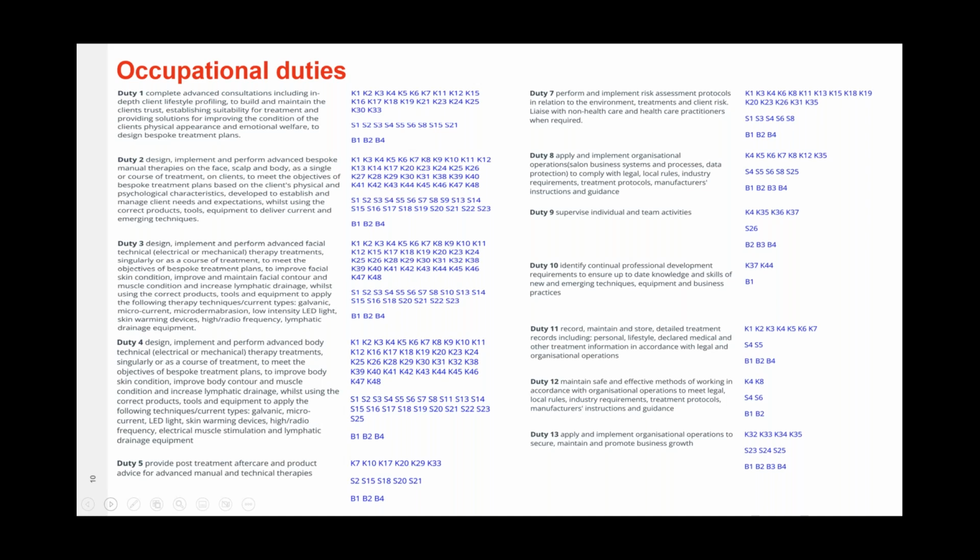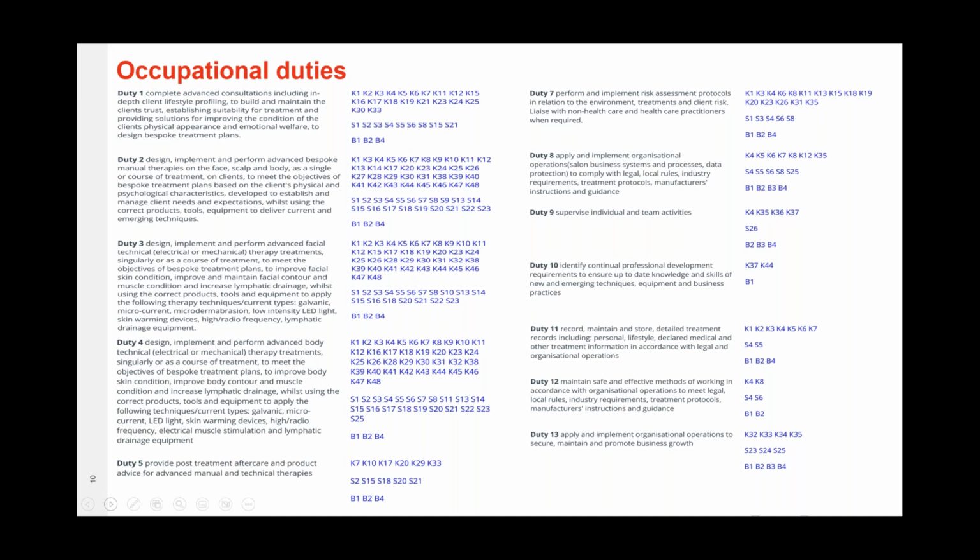You will be able to see here what these occupational duties start to look like with the mapping of the knowledge and skills next to them. So duties is one of the new terminologies and new phrases now. Instead of units, I guess we would liken them to. And you'll be able to see that there's 13 duties mapped in front of you alongside knowledge statements and skill statements.